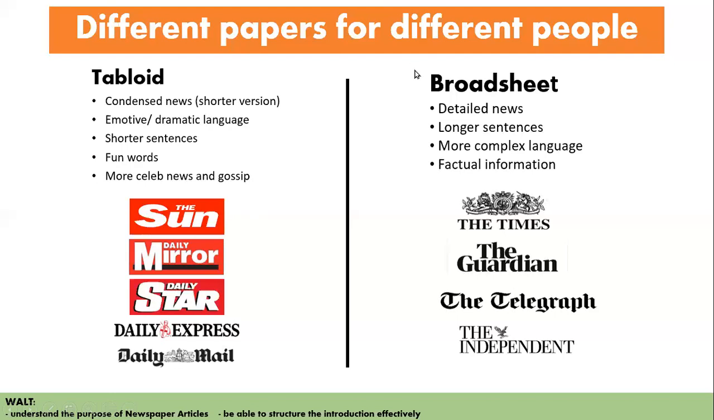Whereas on a more serious side, the broadsheets have got more detailed news. They use longer sentences and have much more complex and formal language. So the vocabulary will be much more advanced, it will be more detailed and maybe more difficult to understand. Also, it is factual information; you're not going to find lots of celebrity news and gossip. So we've got the Times, the Guardian, the Telegraph, and the Independent.